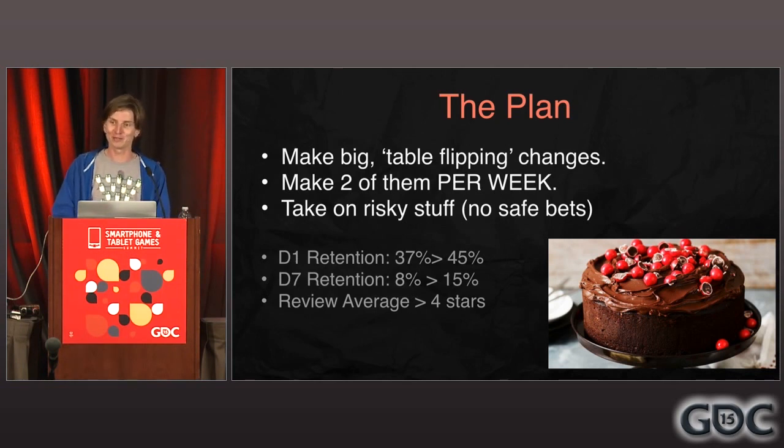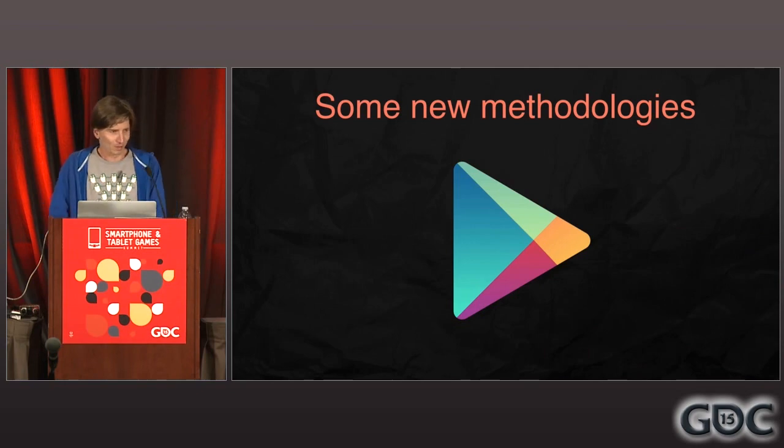So for us to do this, we had to make some changes to the way we were working, some new methodologies. One of the things was we couldn't do this soft launch on iOS anymore. It was a really simple equation. You can't roll out a build once a week on iOS. So we switched over to Google Play.